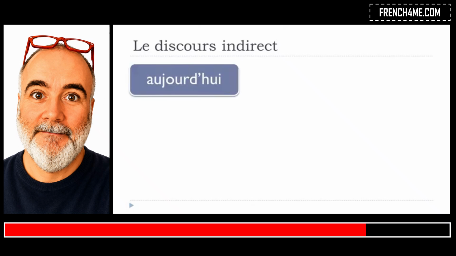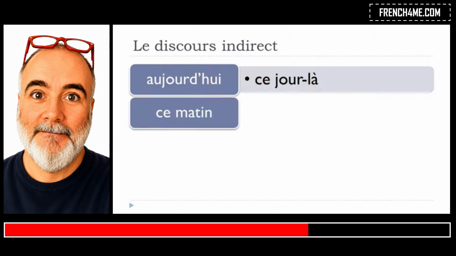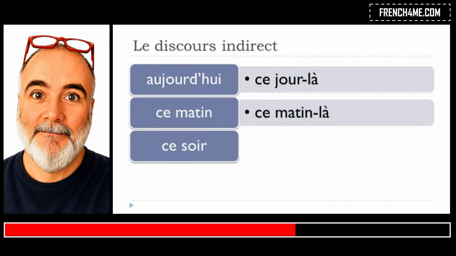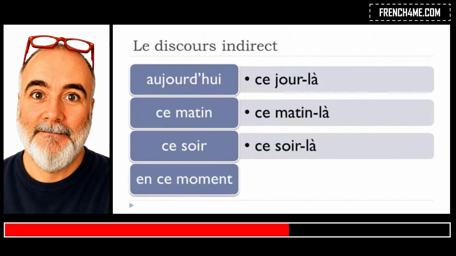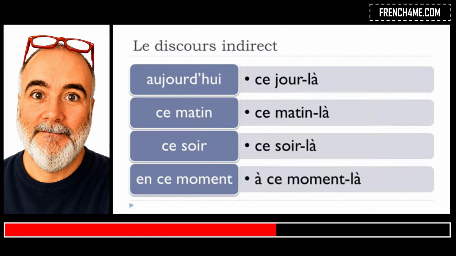So normally if you say aujourd'hui, today, in the direct form, if you want to transpose that into this discours indirect form, it will become ce jour-là, this day, ce jour-là. Okay, so aujourd'hui is not possible to be used in this discours indirect form, but you should use ce jour-là instead. Same thing, ce matin, this morning, you will use ce matin-là. Ce soir, ce soir-là. And then en ce moment, at this time, should be à ce moment-là.